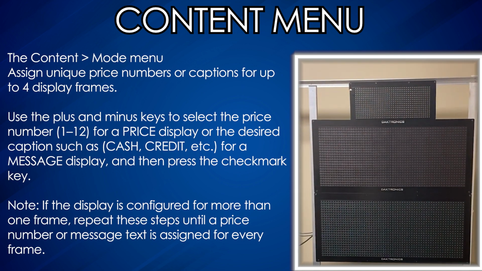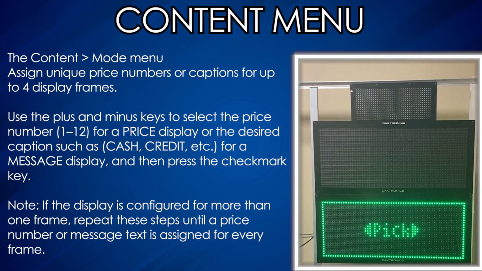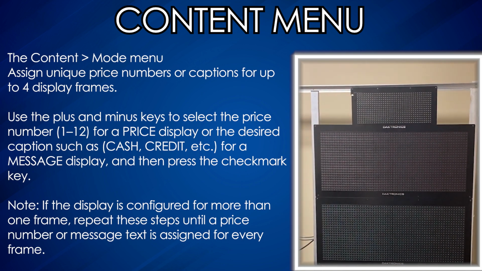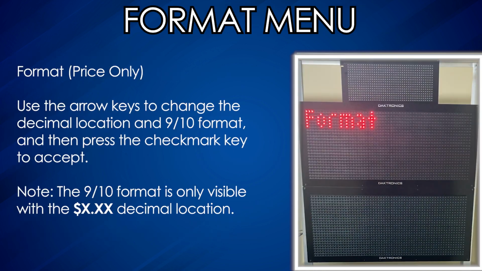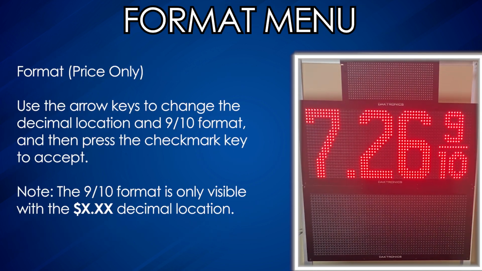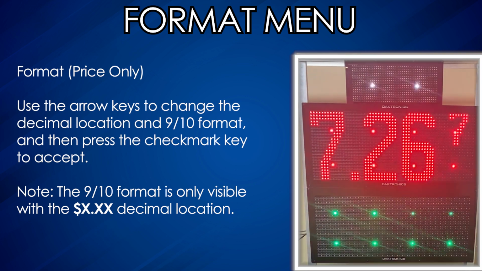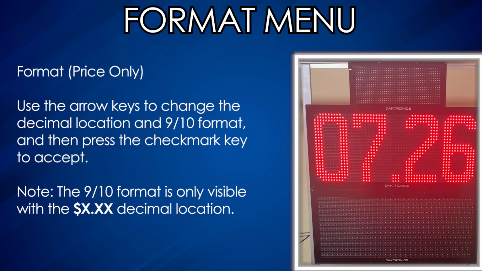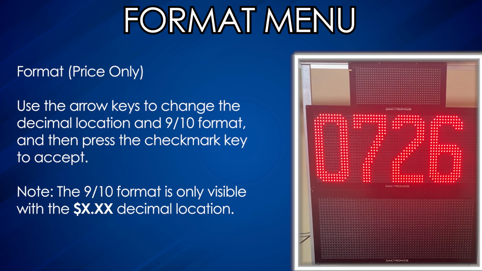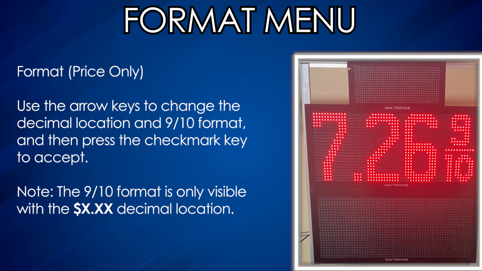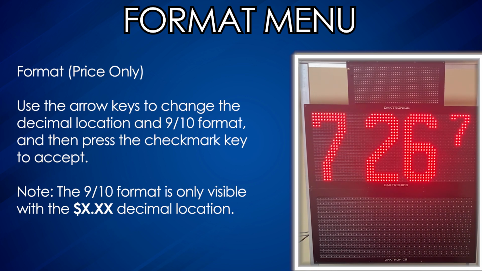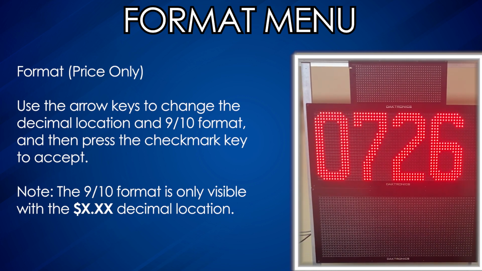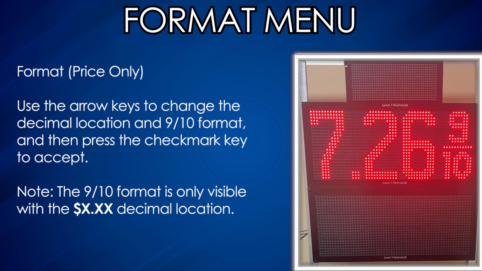Make note that if the display is configured for more than one frame, you will want to repeat these steps until a price number or message text is assigned for every frame. The next item in the menu is the format. This is only available for price. Here, you can use the plus and minus keys to change the decimal location and 9/10 format. Once set as wanted, then press the checkmark key to accept. Make note that the 9/10 format is only visible with the following decimal location.